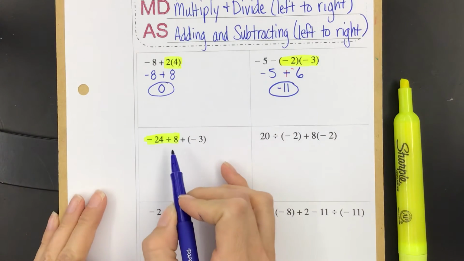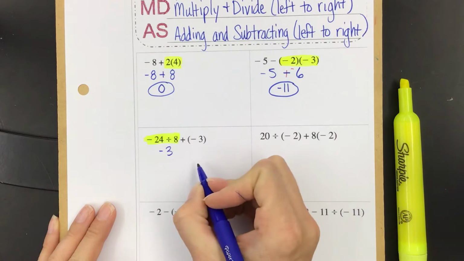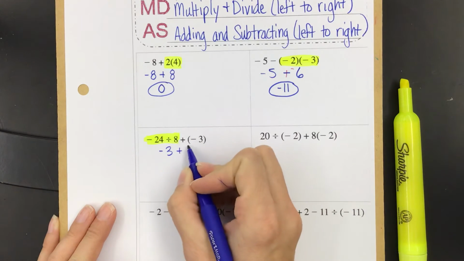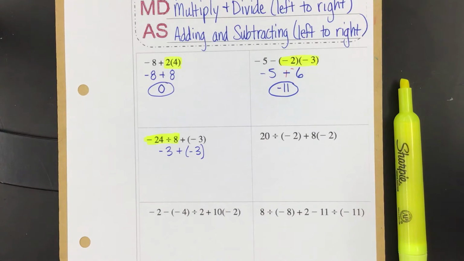So -24 divided by 8. -3, right? Bring everything else down. And at this point, there's only one operation left. -3 plus -3 is what? -6. Fabulous.